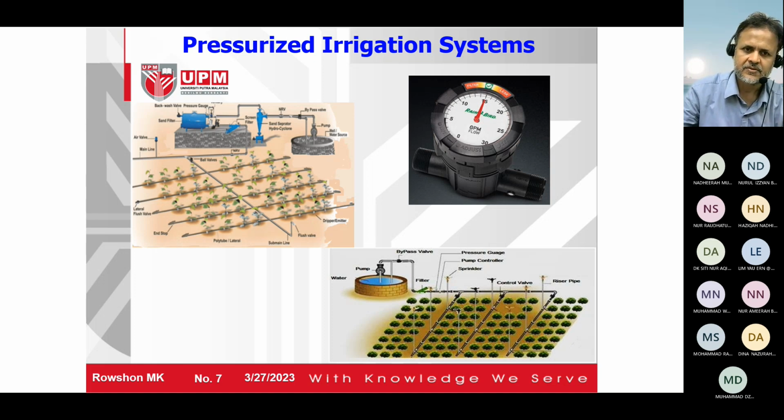So this is the main difference between micro and sprinkler. Both are pressurized irrigation systems. That's why I wrote pressurized irrigation system. One is a low pressurized irrigation system, the other is high. Sprinkler is the high pressurized irrigation system, and micro is the low pressurized irrigation system. Okay, this one. All right.